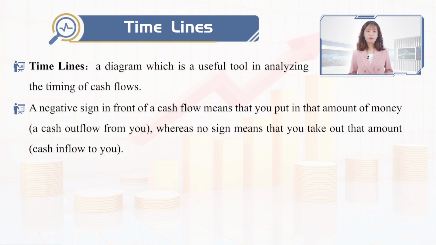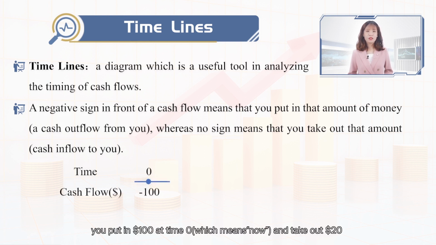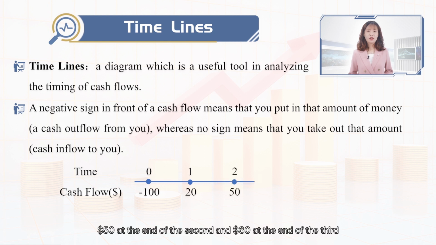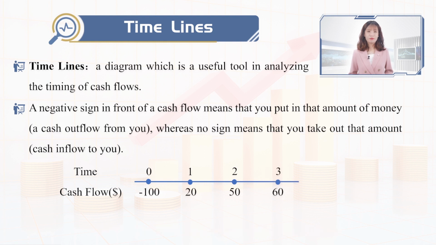In this example, you put in $100 at time 0, which means now, and take out $20 at the end of the first period, meaning the end of the first year, $50 at the end of the second, and $60 at the end of the third.